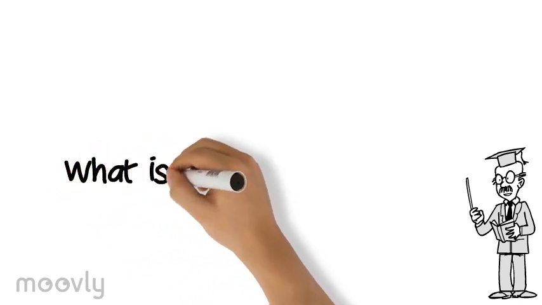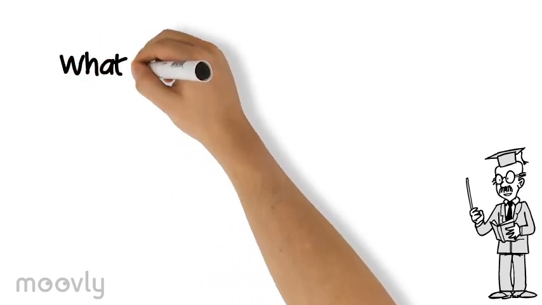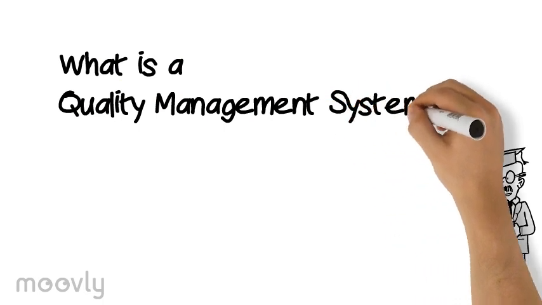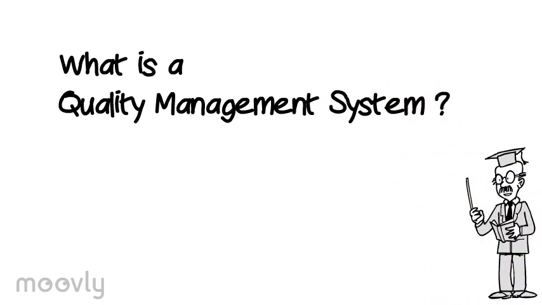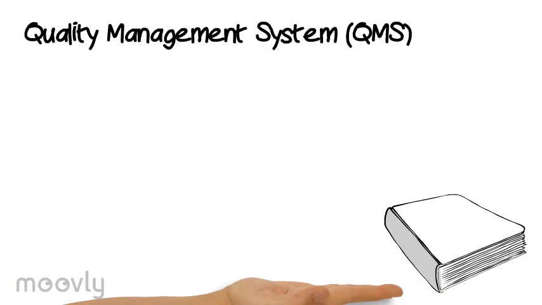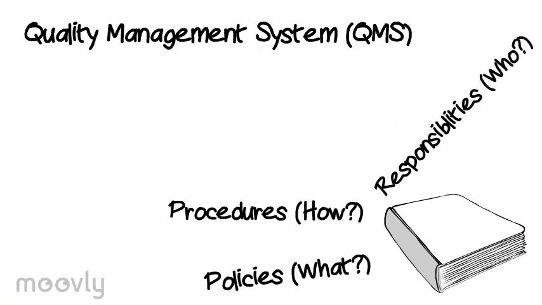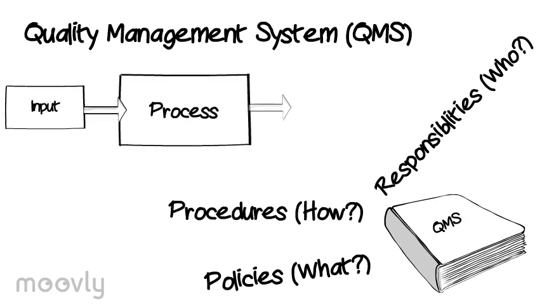Okay, so what is ISO 9001? Well, to understand what is ISO 9001, it is necessary to first understand what is a quality management system. A quality management system, or QMS, is a set of documented policies, procedures, and responsibilities organized into a structured system of processes to assist an organization in realizing its quality vision, goals, and objectives.